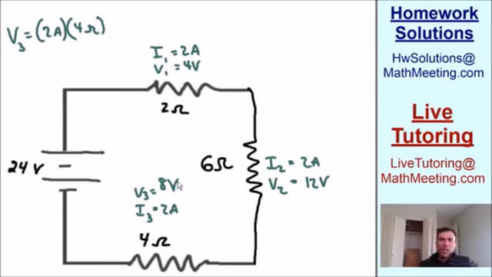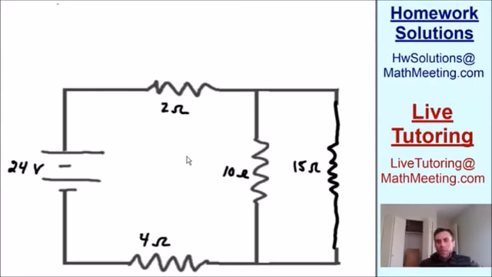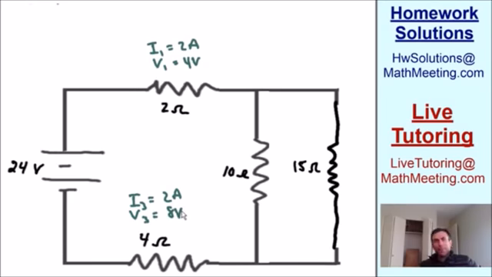All right, so now that we've found the current through and the voltage across every one of these resistors, let's go back one more diagram when we were simplifying. Let's recap what we already know. The current going through resistor number 1 is equal to 2 amps. The voltage across resistor number 1 is equal to 4 volts. The current going through resistor number 3 is equal to 2 amps. And the voltage across resistor number 3 is equal to 8 volts. All of this we already know from the work we did before.